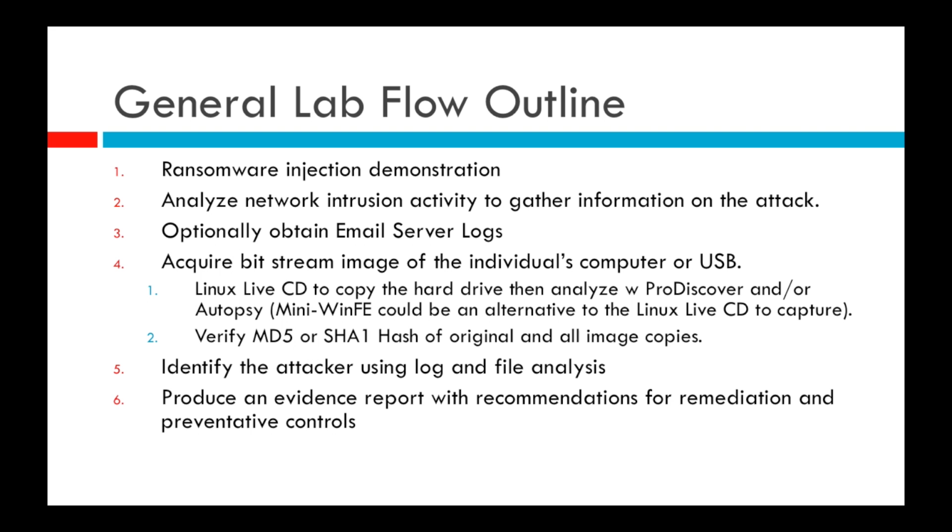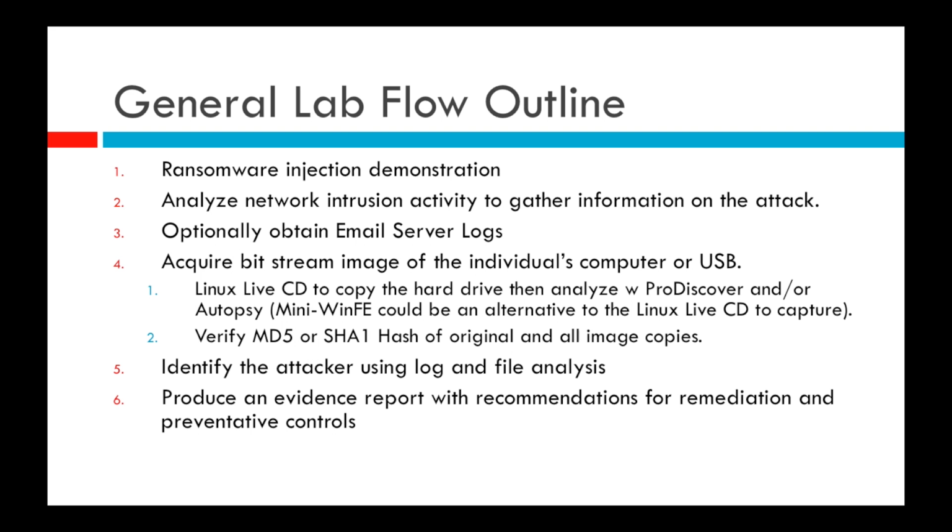The lab is broken into 6 main parts. The first part revolves around the ransomware injection itself and what the encrypted system looks like when the digital forensic team arrived on site. The second part deals with the team reviewing the company's network intrusion logs to gather information on the attack and potentially the attacker.